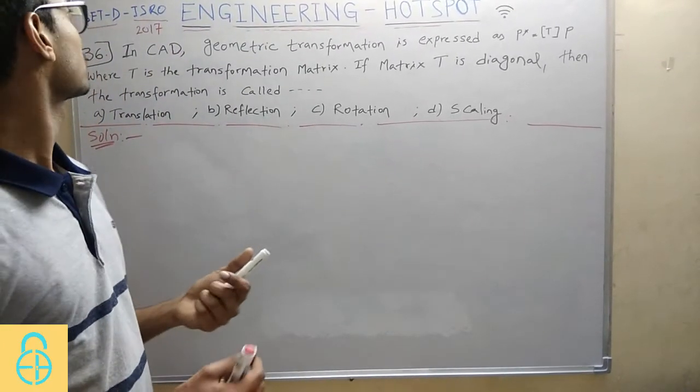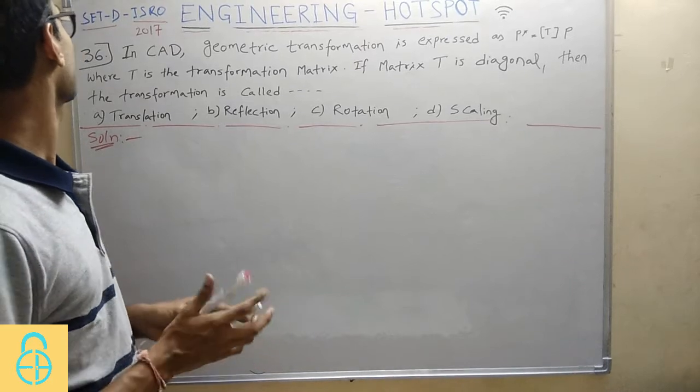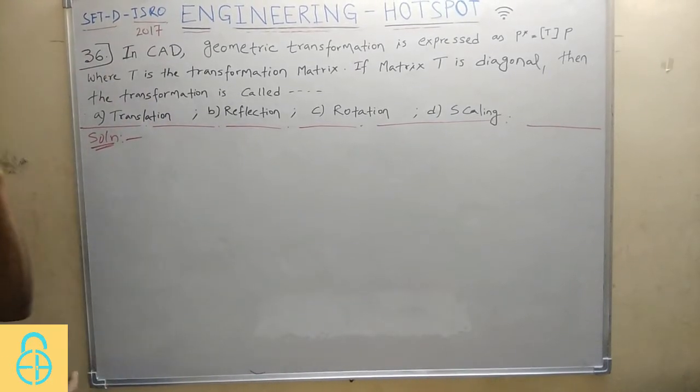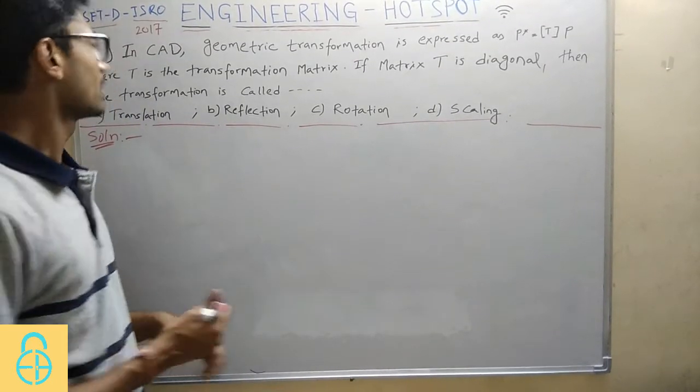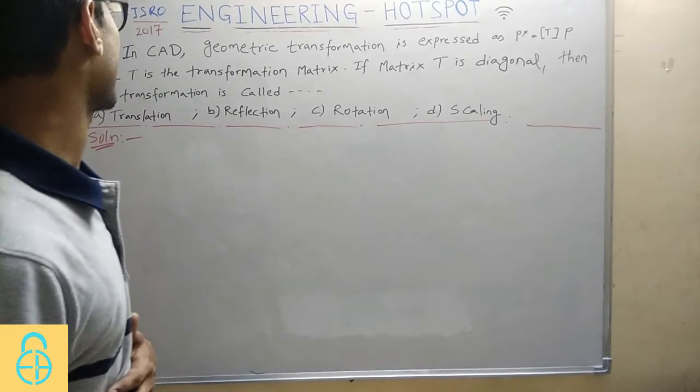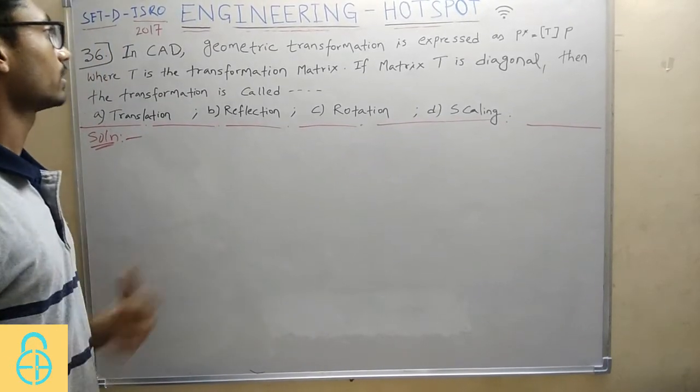I'm discussing the ISRO 2017 December session paper. The set is D. Question number is 36. In this question, they have given CAD. CAD means computer aided drawing.